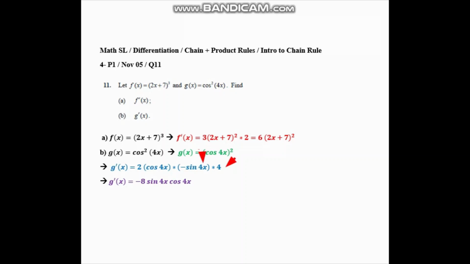3 levels. Now, to go from the blue equation to the purple equation, all I did was simplify a bit. I multiplied the constants by each other. I have a 2, I have a negative sign, and I have a 4, so I get negative 8 sine 4x cosine 4x. So this concludes our 4th question and our first video on chain and product rules.